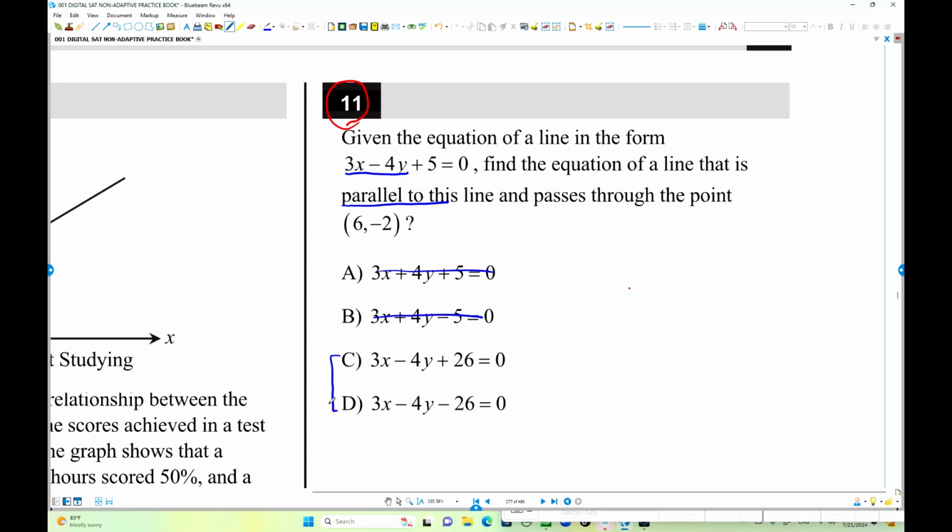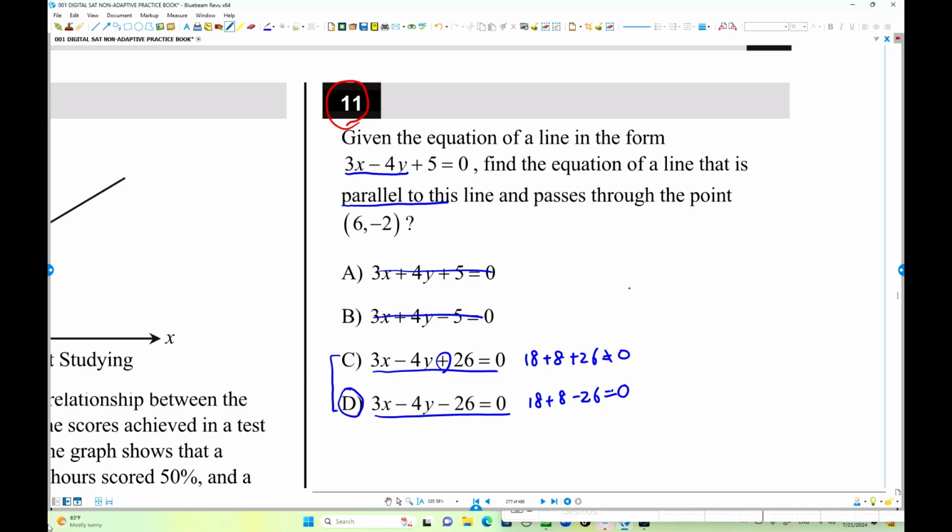Out of these, you can find which line passes through (6, negative 2). Algebraically, you can put 6 and negative 2 into the equation. When x equals 6, that is 18 minus 4 times negative 2, which is a positive 8, plus 26 equals 0? No, not 0. It's 52, right? The next one is the same thing, but the last one is negative: 18 plus 8 minus 26 is 0. So choice D is the answer.